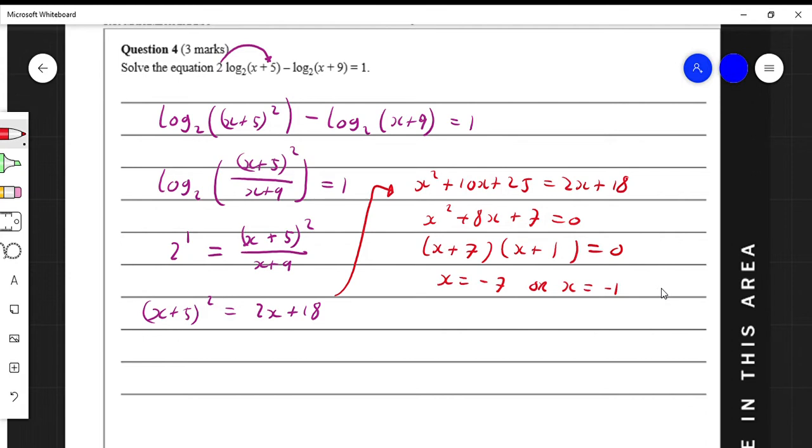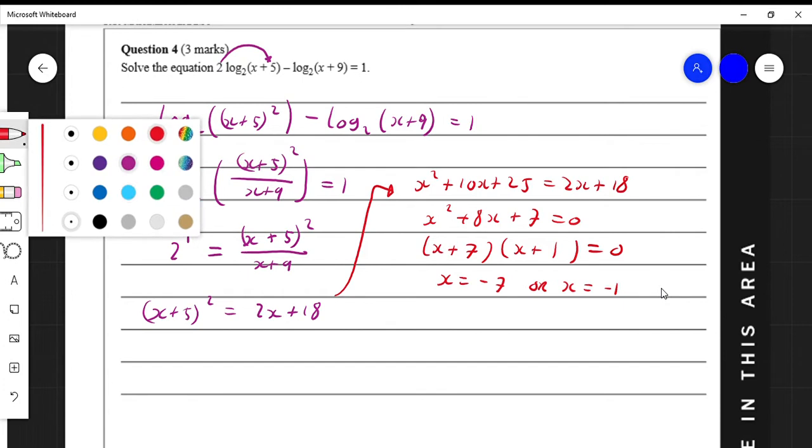So if we put in x equals -7, this log here becomes log base 2 of -2. And that's a problem, because you can't have the log of a negative number. It's an undefined answer, which means that the equality is only true for x equals -1, and in doing all our algebraic work, we've introduced another solution that doesn't actually satisfy the original equation.